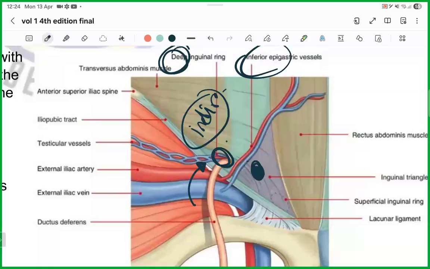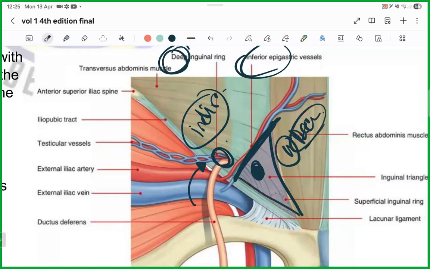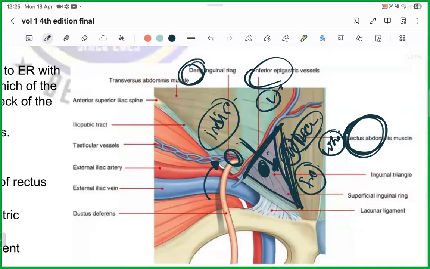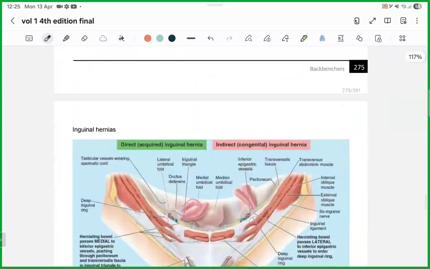We are seeing it from inside, where medially we have rectus abdominis, inferiorly the inguinal canal, laterally the inferior epigastric vessels. How do they ask you this question? Either plainly they ask the boundary, or they will tell you you are doing an inguinal hernia surgery, and medially you extend the incision. Which structure will get injured? Rectus abdominis, because medially we have rectus abdominis. 100% important.